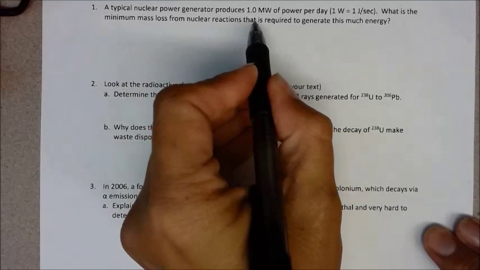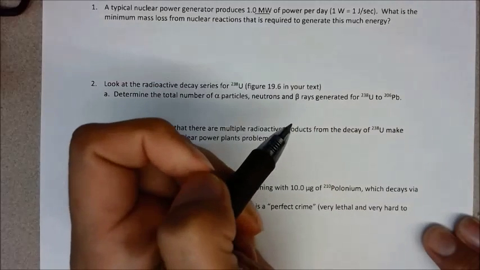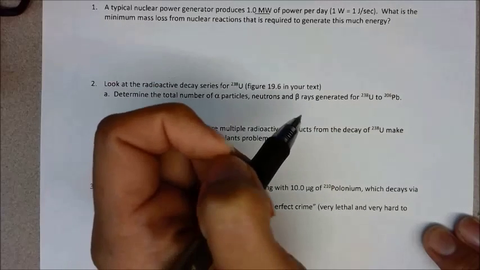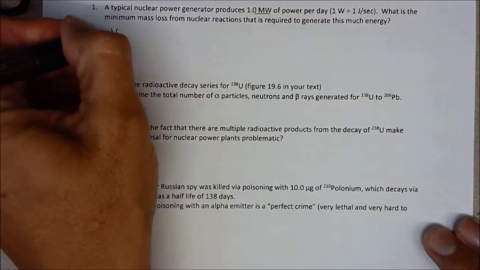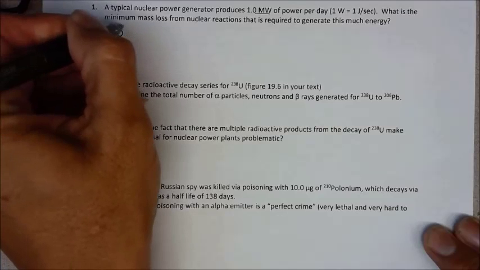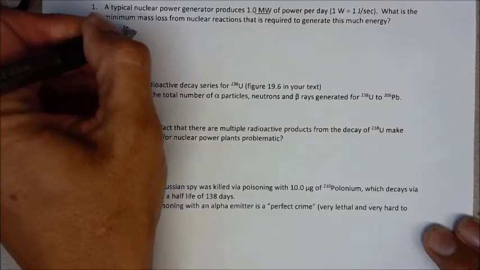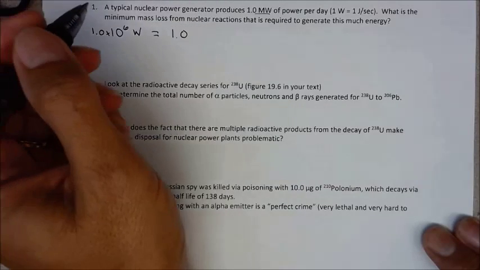A typical nuclear power generator produces 1 megawatt of power per day. A watt is defined as 1 joule per second. Remember the prefix mega means 10 to the 6th. So we have 1.0 times 10 to the 6 watts, and it defines it that a watt is a joule per second.